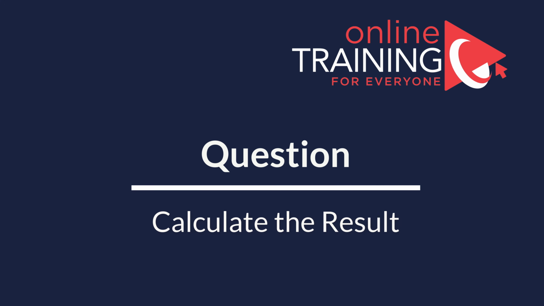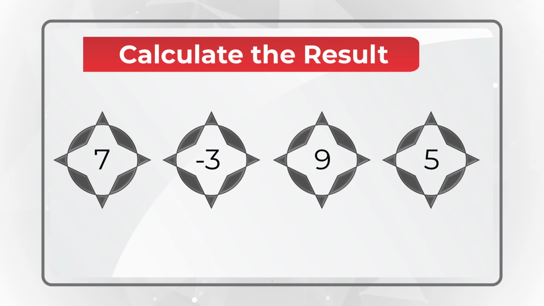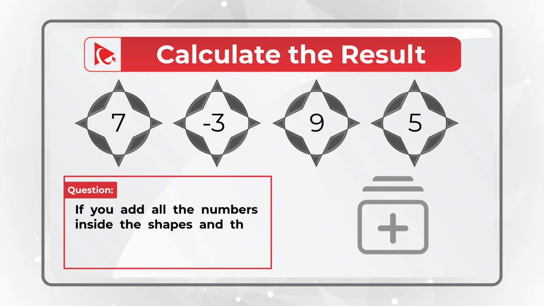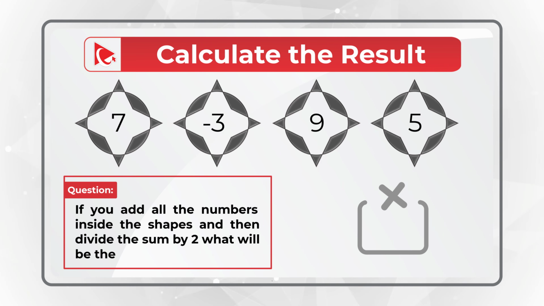Here's an amazing question to test your business math skills. You're presented with the set of numbers in the compass-like figure, and you need to add up all the numbers inside the shapes and then divide the sum by 2. You need to calculate what would be the result of this calculation, and you have 4 different choices.